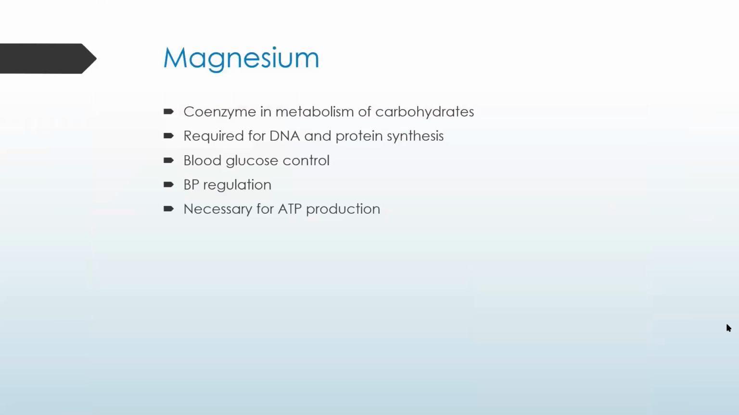Magnesium is the second most abundant intracellular cation. Magnesium plays an important role in many essential cellular processes. The most notable is the activation of a wide variety of enzyme systems. Magnesium is a coenzyme in the metabolism of carbohydrates and protein and is required for the synthesis of nucleic acid and proteins.